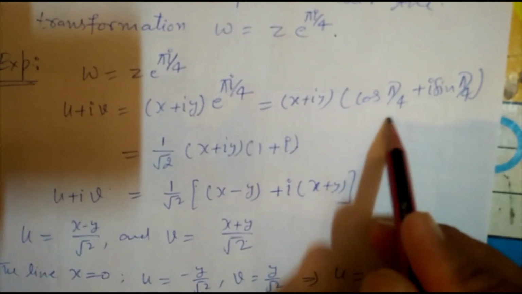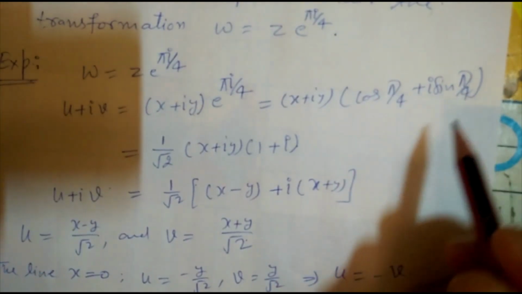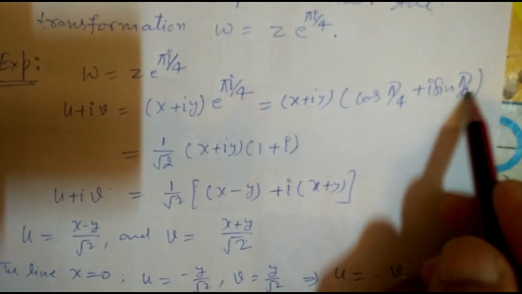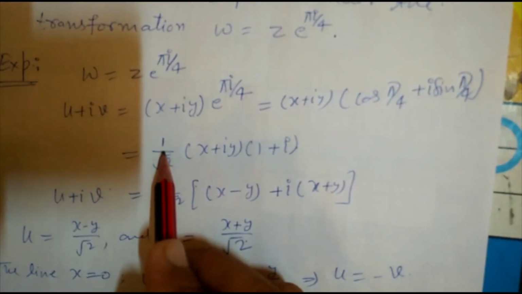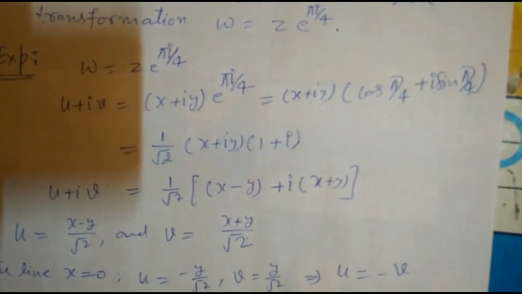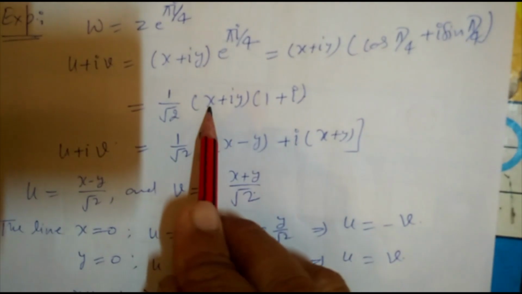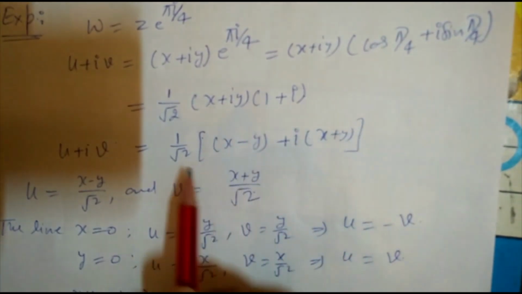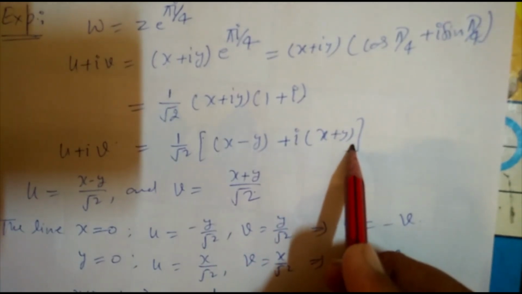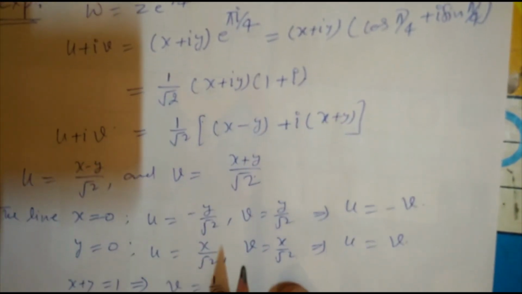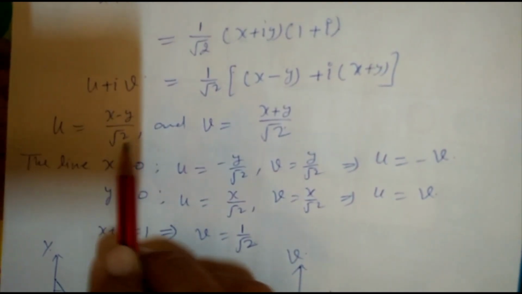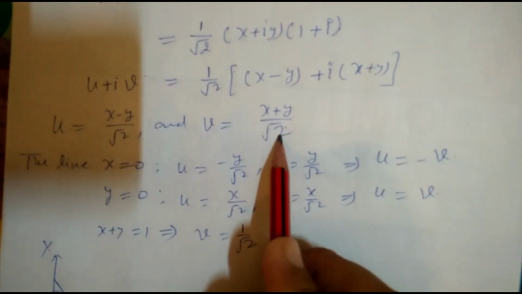Now cos pi upon 4 is 1 upon root 2 and sin pi upon 4 is 1 upon root 2, so 1 upon root 2 plus iota upon root 2, so taking 1 upon root 2 common, it will be 1 upon root 2 into x plus iota y into 1 plus iota. So separate the real and imaginary parts, so it will be 1 upon root 2 times x minus y plus iota x plus y. So compare both side real and imaginary parts, so we obtain u is equal to x minus y upon root 2 and v is equal to x plus y upon root 2.